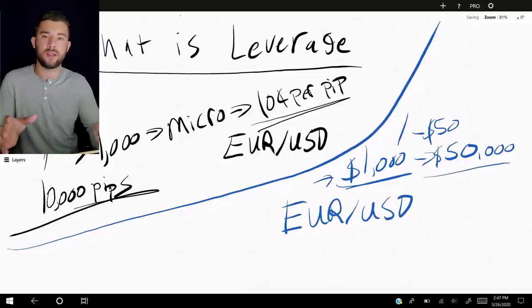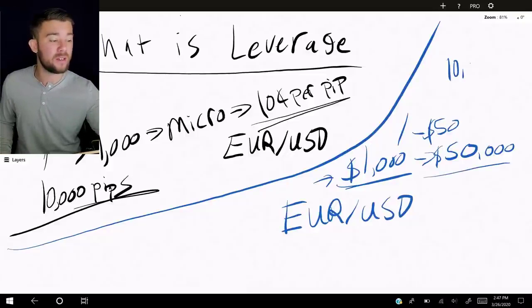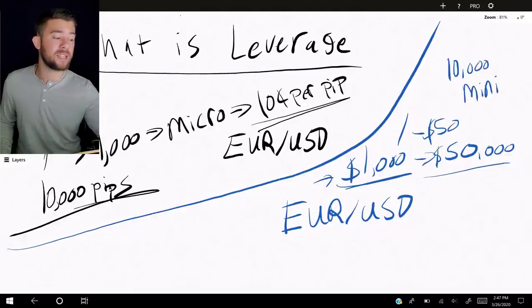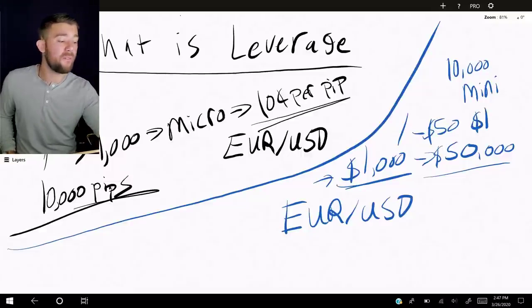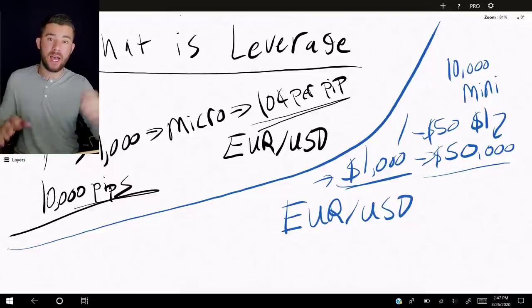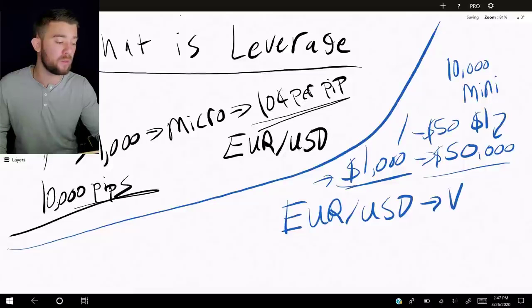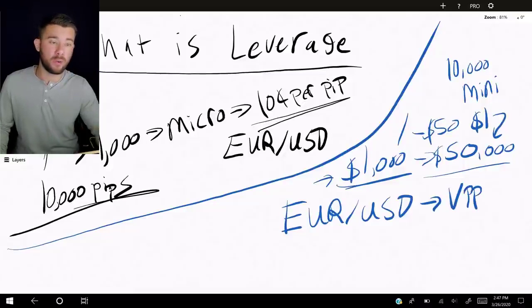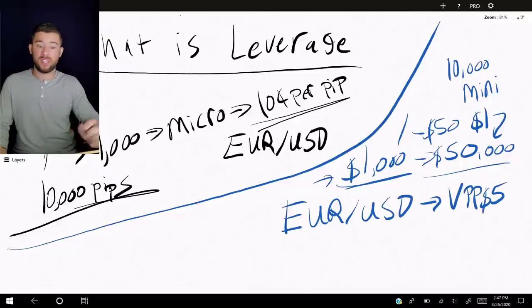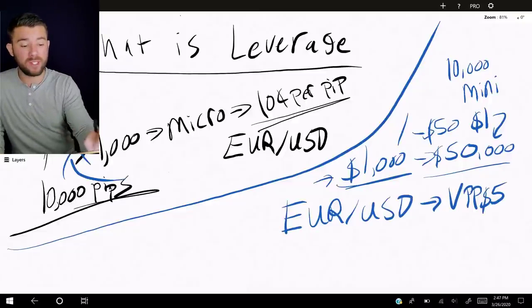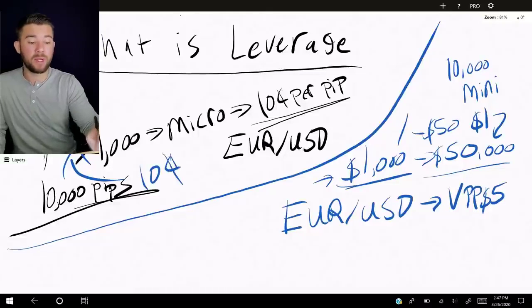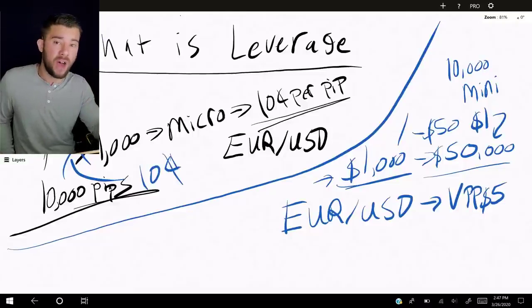What is 50,000 units? Remember, 10,000 units is a mini lot, and a mini lot has a value per pip of $1. So if we have 5 mini lots, how much is our value per pip on this trade? Our value per pip, which we're going to label with VPP, on our euro dollar trade is $5. You see the difference here? This was 10 cents per pip, but because we're using leverage over here, we have $5 per pip.